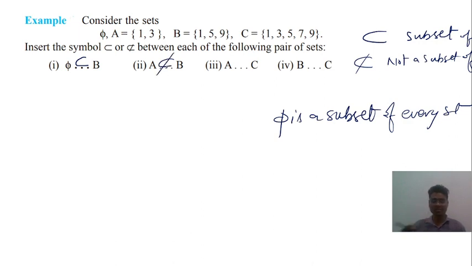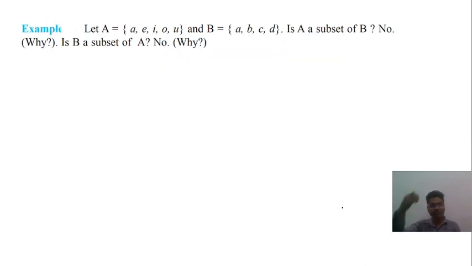Can we say that A is a subset of C? For A to be a subset of C, all the elements of A must be contained in C. Yes, 1 is present in set C, 3 is present in set C. All the elements of A are present in set C. So A is a subset of C. Can we say that B is a subset of C? Let's see. 1 is present in C, 5 is present in C, 9 is present in C. So B is a subset of C. We solved our first question of this topic.